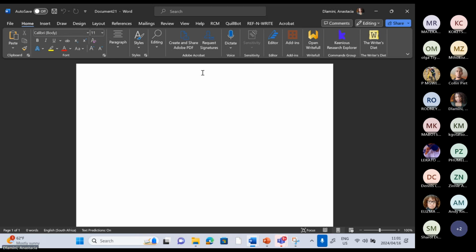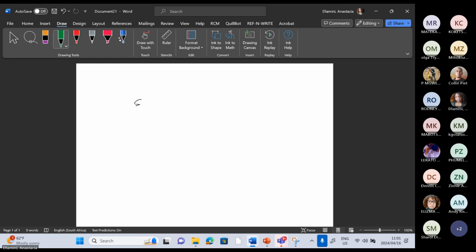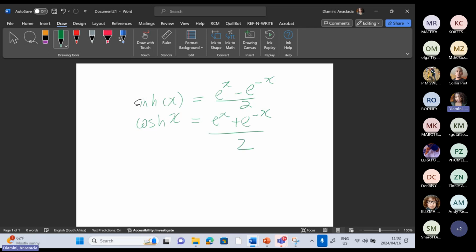We have the hyperbolic function of sine x, and then the hyperbolic function of cos x. Sinh x is defined as e to the power of x minus e to the power of negative x over 2, and the hyperbolic cosine of x is defined as e to the power of x plus e to the power of negative x over 2.